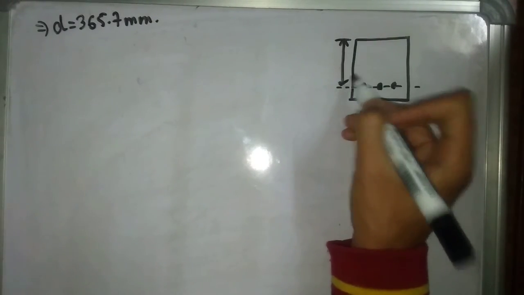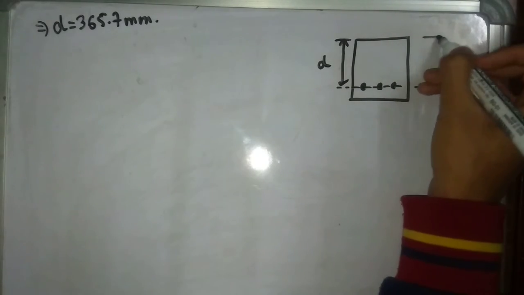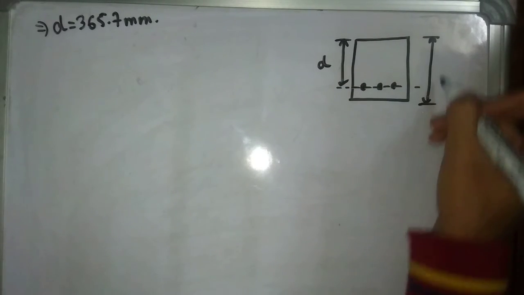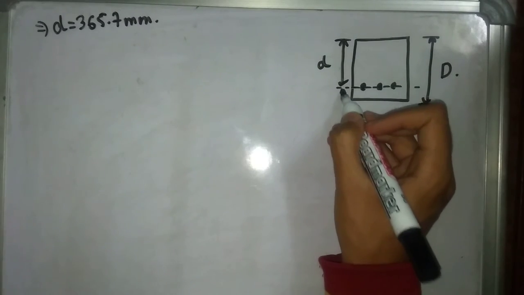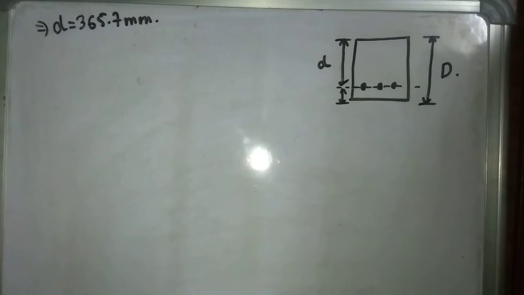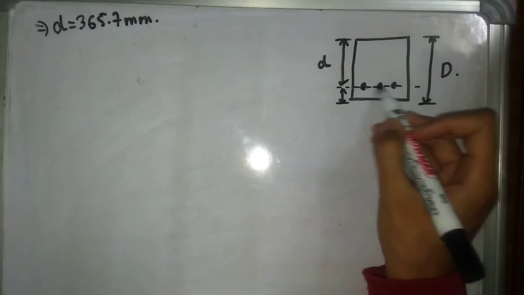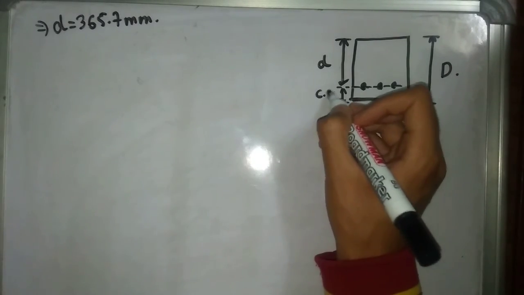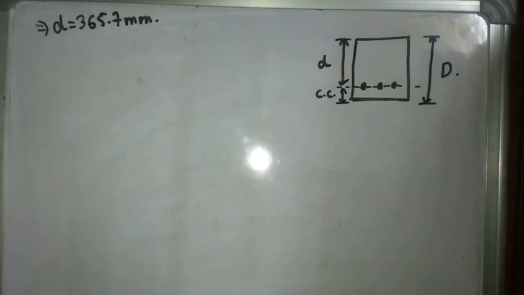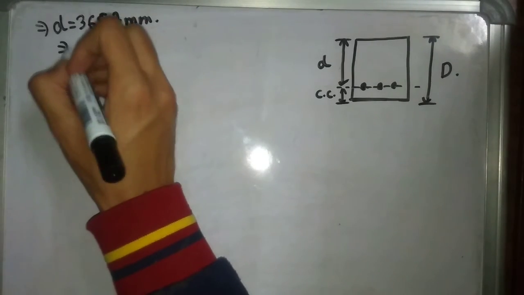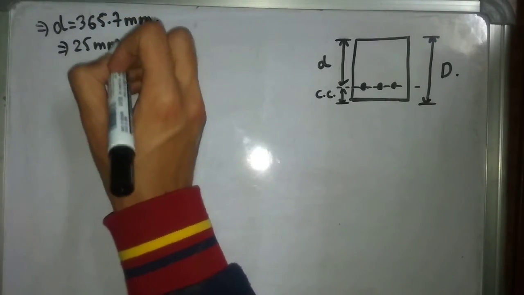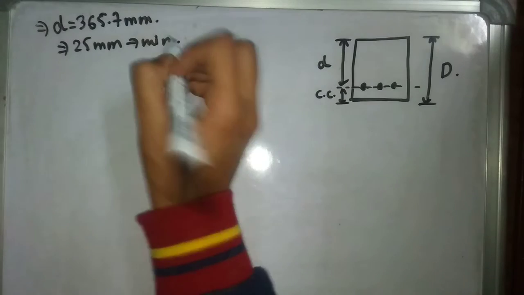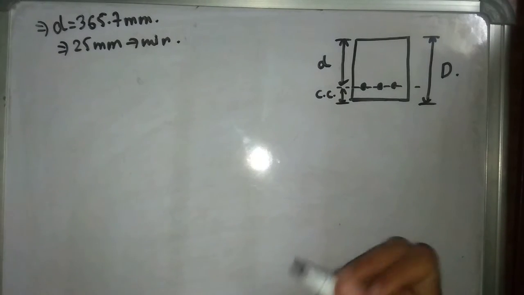So what we found, this is going to be my d. So what I need now is my overall depth D, and what I need next is my clear cover. So clear cover is basically the distance left between the reinforcement and the beam edge. This is going to be my clear cover. So what we basically do is we assume a clear cover of minimum 25 mm for a beam. This is the minimum value.